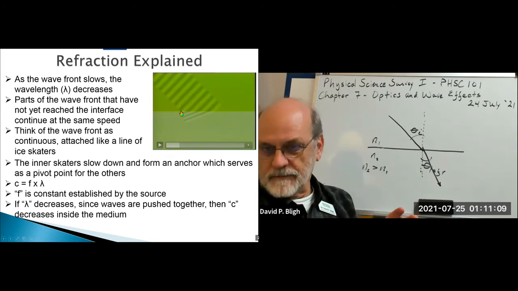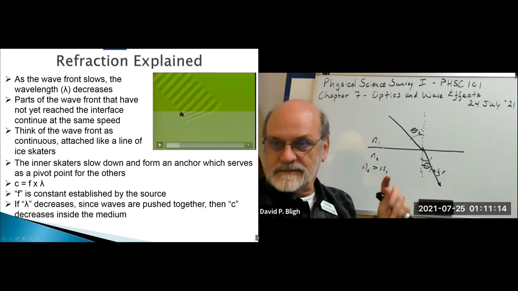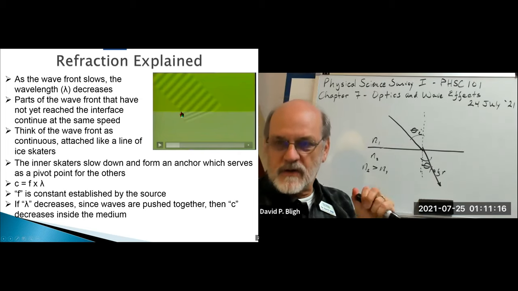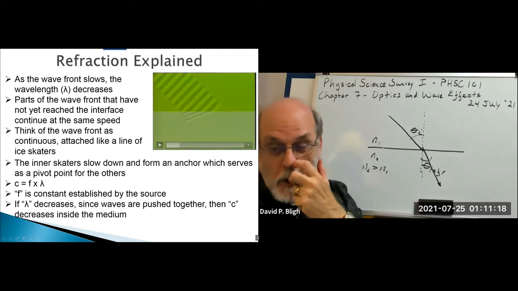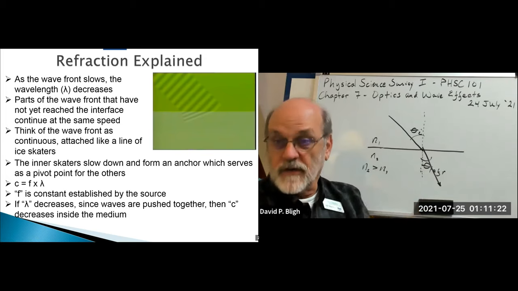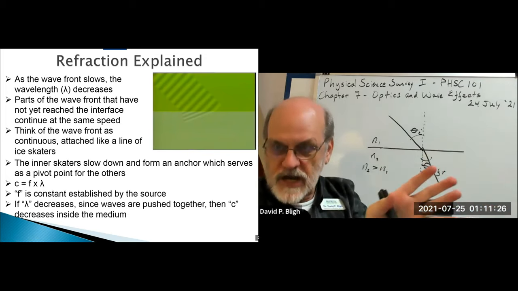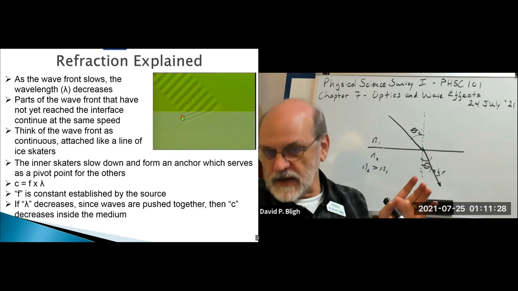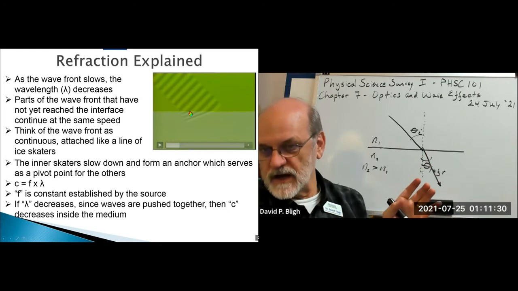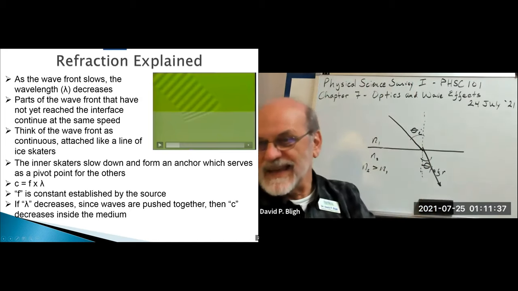it slows down. It's kind of like a Roman chariot race where you have four horses abreast. They have to go around a curve. Which one goes slower? The one on the inside goes slower, right? It slows down, so they change direction. So that's what's happening here. You get an anchor point here, and it gradually moves out here, and that anchor point causes the rest of the wave to bend.